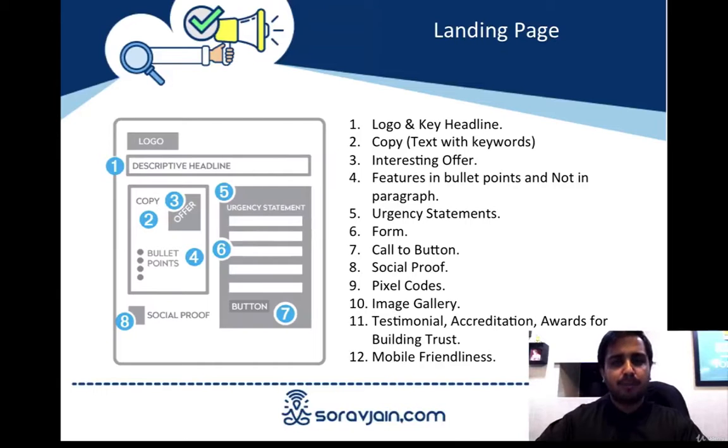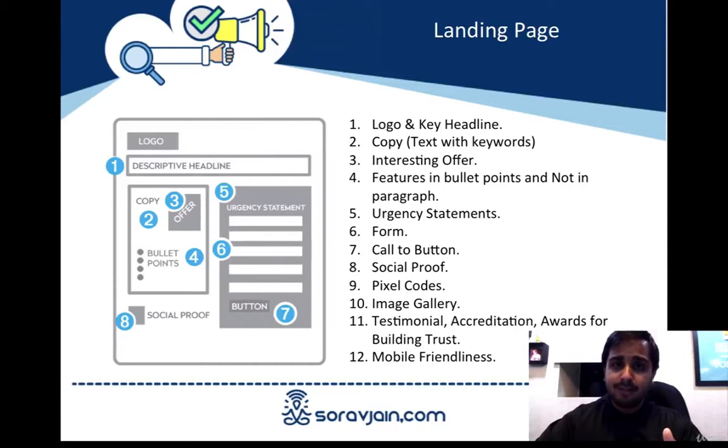Two, you need to have copy or text with keywords that people are searching for or keywords that you have used in your advertisements. You need to have interesting offers so that you can immediately make that particular person sign up for the deal that you're trying to communicate. Features in bullet points and not in paragraphs. So if you're trying to communicate anything about your product or your services or about your company, please put that in bullet points and not in paragraphs. You need to have urgency statements like only 50 seats available, book before the offer gets closed. Something that basically triggers people to fill in their details.